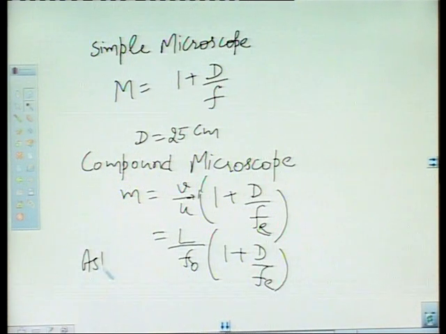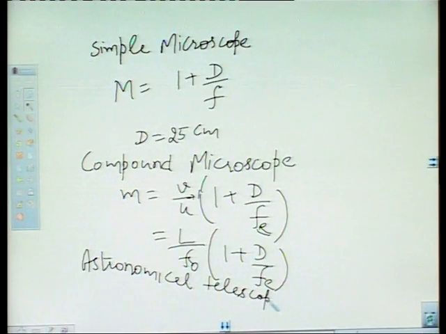And next is the astronomical telescope. For astronomical telescope, magnification is given by Fo upon Fe. So these are a few formulae on which we will discuss the numericals.